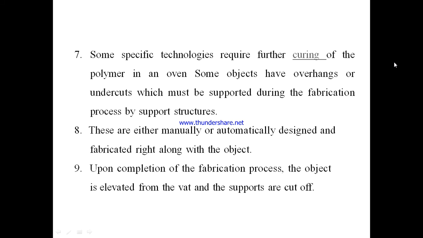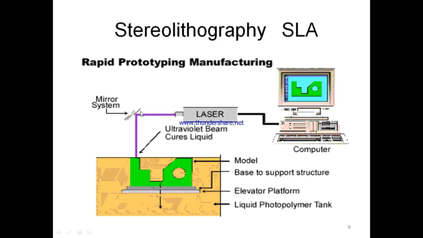Some objects have overhangs or undercuts which must be supported during the fabrication process by support structure. These are either manually or automatically designed and fabricated right along with the object. Upon completion of the fabrication process, the object is elevated from the vat and supports are cut off.